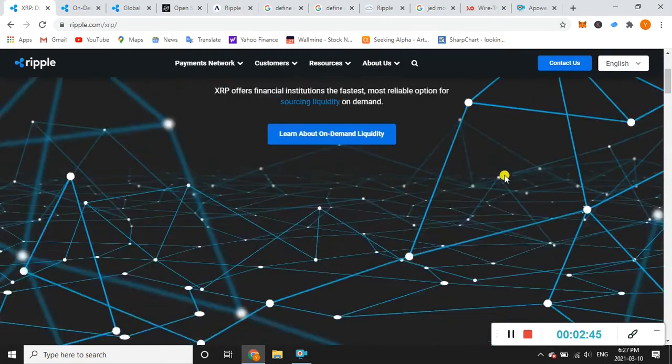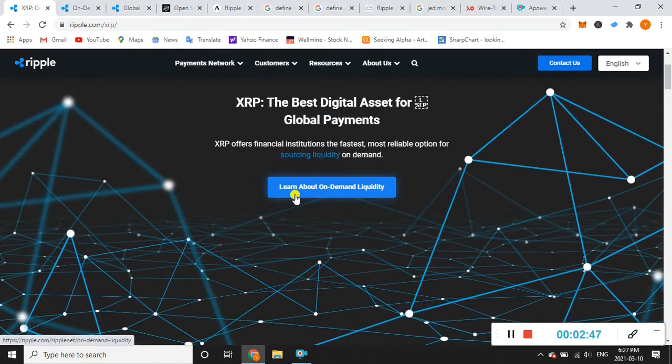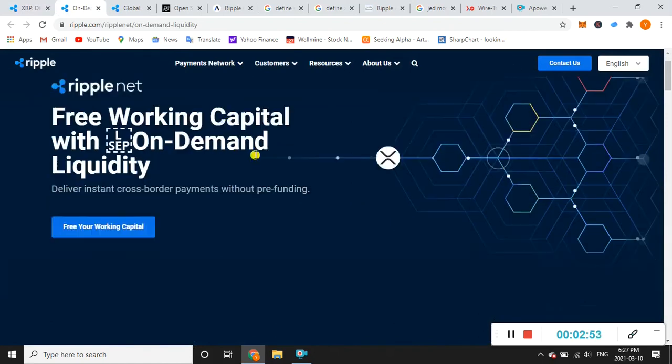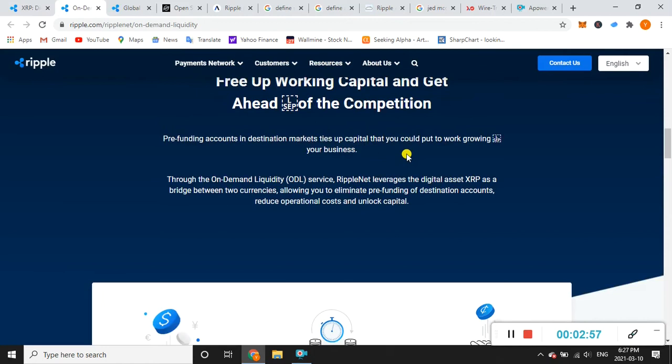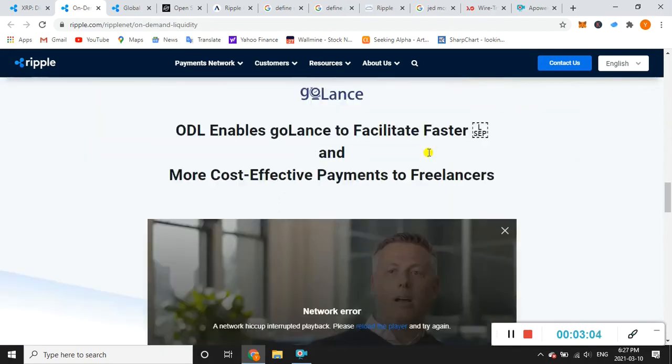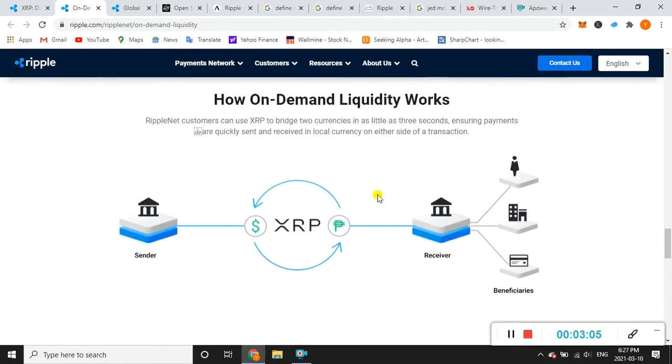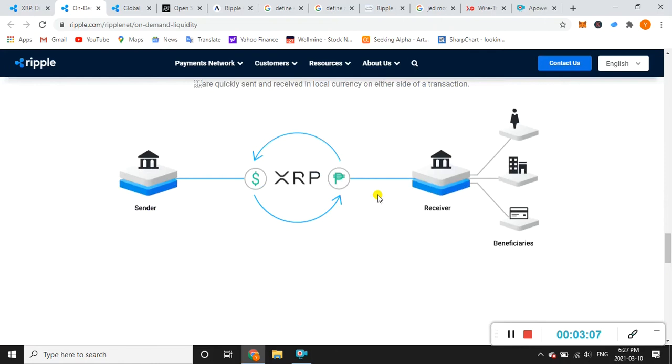Now, the way that they do that, I guess we can start here, is to learn about on-demand liquidity. Let's click right here. It's a cool little demo graphic. Awesome, so between institutions. Another way that it differs is, as I just explained, with Stellar you need to load the money in and then it becomes a digitally equivalent version.